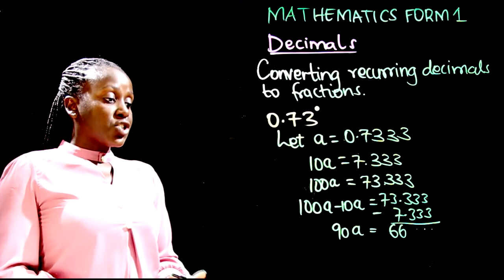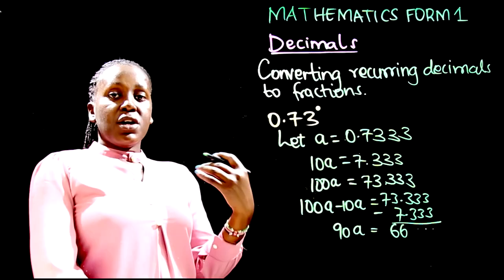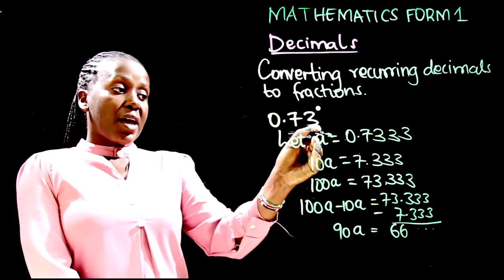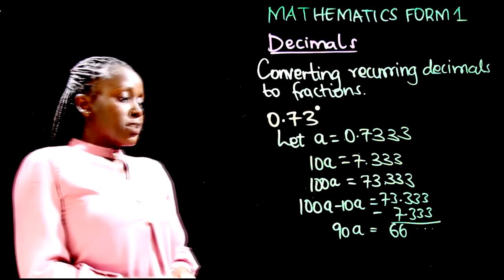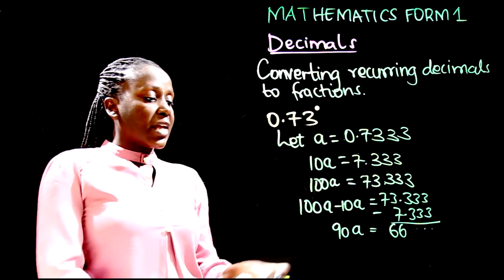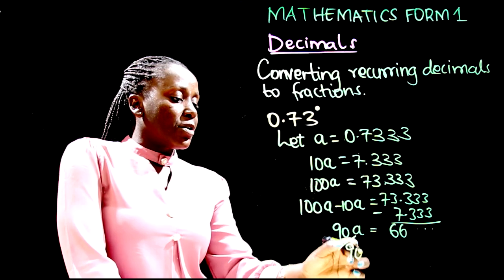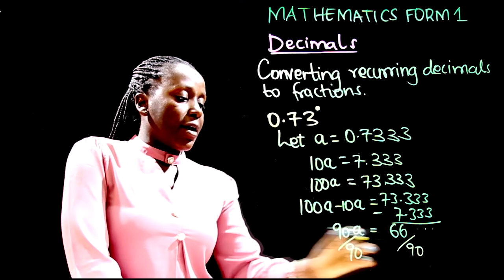Remember, our intention is to obtain a value representing a, because a is the one that is equal to our recurring decimal. So at this point, we divide by 90 on both sides to obtain a.